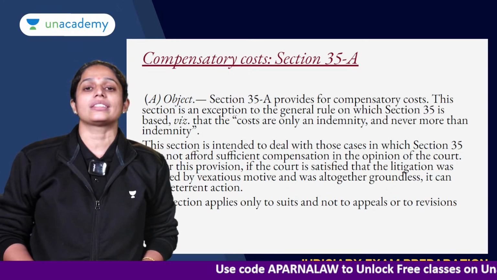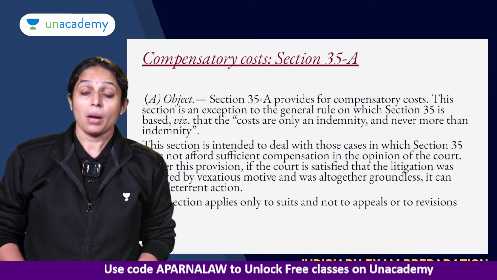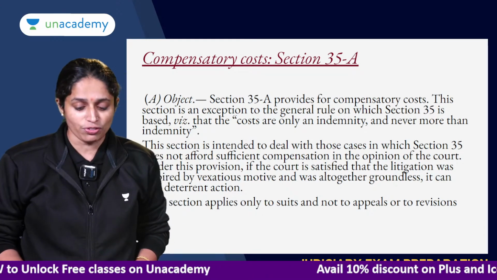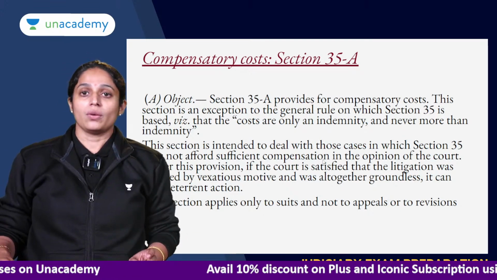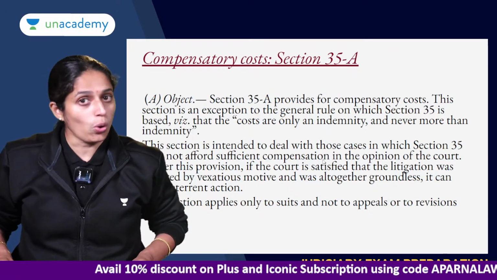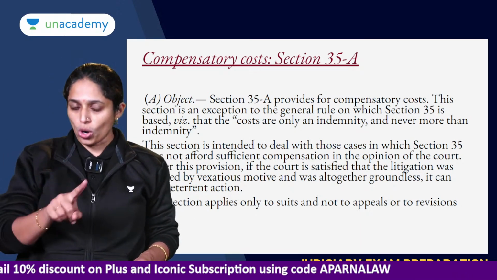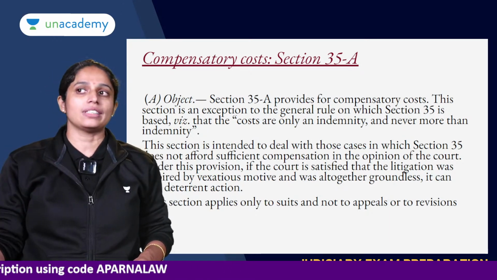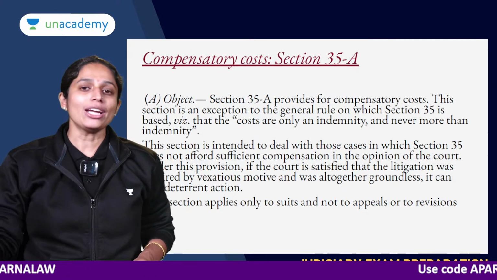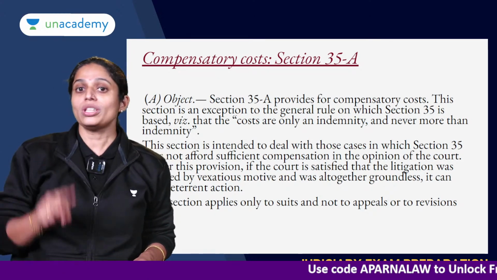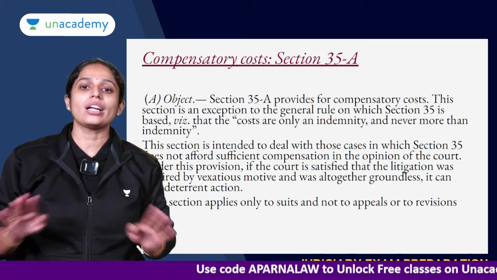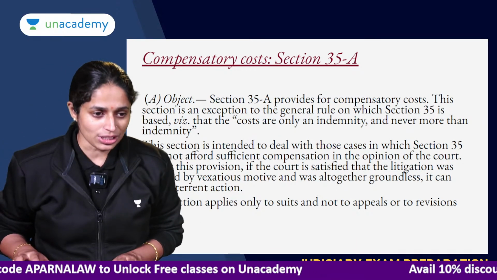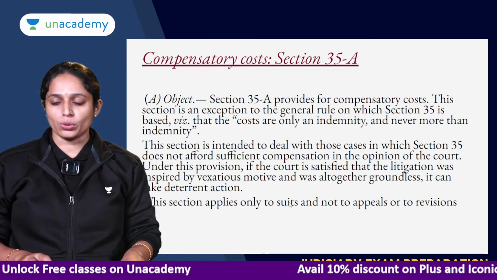Or if I have filed a case, my case is very genuine, but the defendant sets up a completely false or vexatious claim, a false or vexatious defense. In such a case, what will happen? Again, upon the merits, the suit may get decreed, but the court may award compensatory cost in favor of me, that is the plaintiff, against the defendant. It may ask the defendant to pay compensatory costs in addition to the general cost, which is naturally awarded in all kinds of suits. Okay? That is one thing regarding section 35A. So, this section applies only to suits and not to appeals or to revisions.